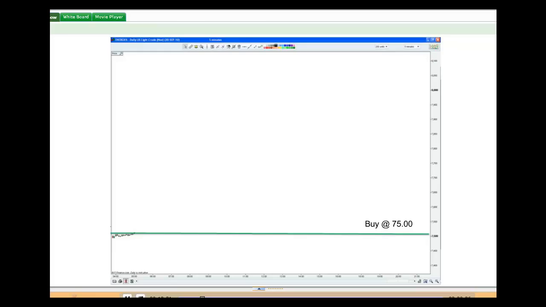So let's just take a quick look at a chart, and this is an oil chart. And excuse me if my voice is a little bit hoarse. I think the guy sneezing behind me on the plane yesterday gave me a little bit of a cold.